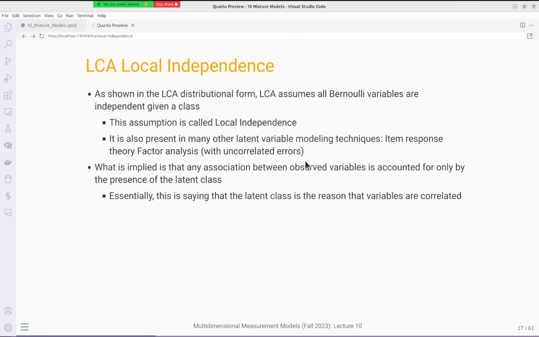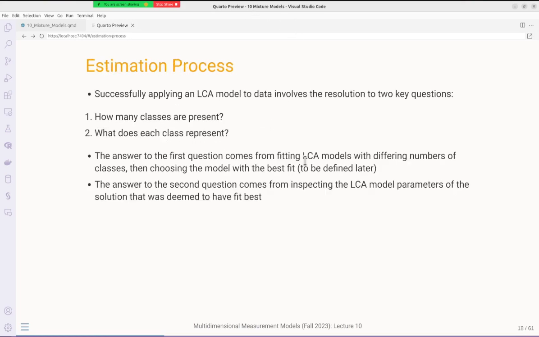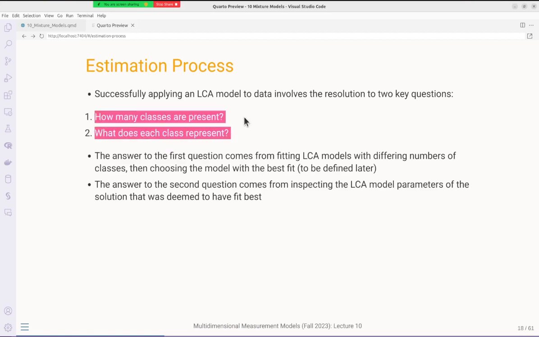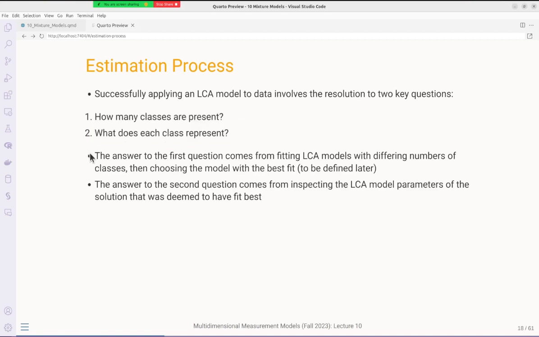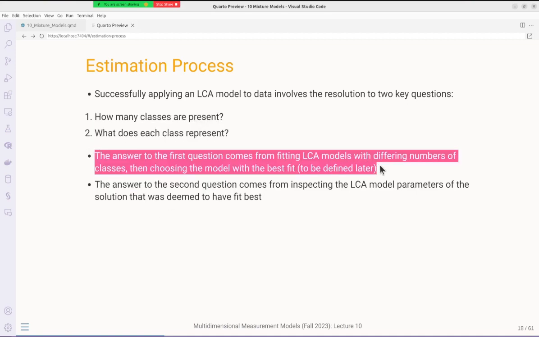Yeah. All right. So let's talk about estimation. Successfully applying one of these models involves resolution of two questions. Number one, how many classes do we have, and what does each class represent? So number two is dependent on number one. We have to figure out how many classes are present first. And the answer to how we figure out the number of classes is, I would call this brute force.